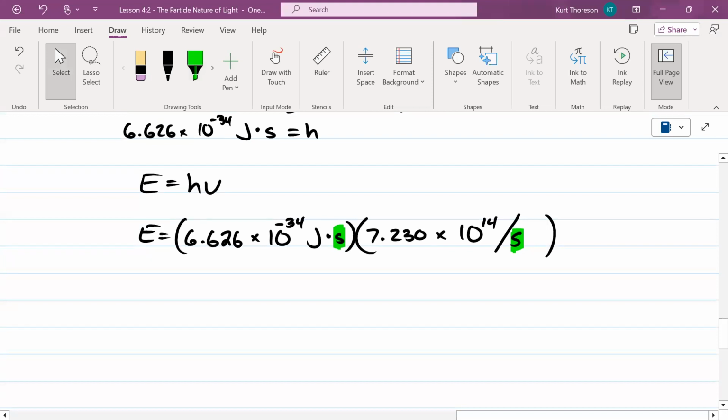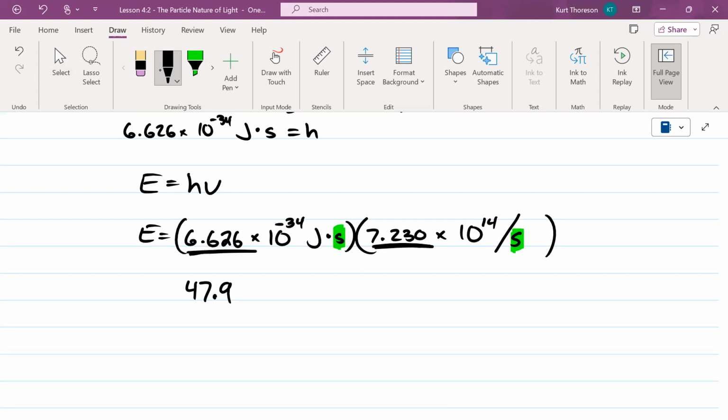So this is where you get your calculator out, guys. I want your feedback. Tristan, you're my volunteer. Tristan, what is 6.626 times 7.230? Now, you all should have learned this in Unit 1. When you were multiplying two numbers that are in scientific notation, you multiply the coefficients. So what Tristan did is he did 6.626 times 7.230.